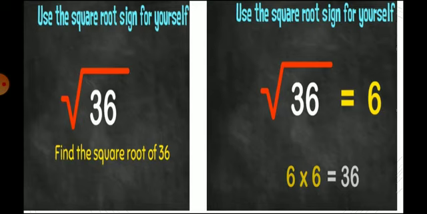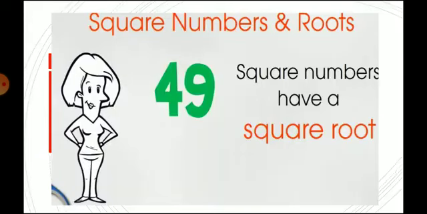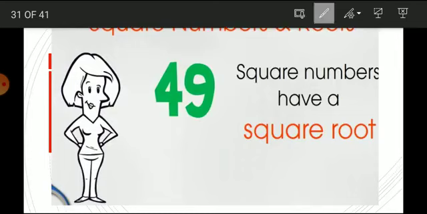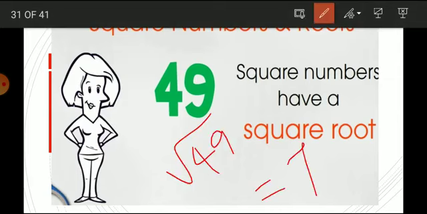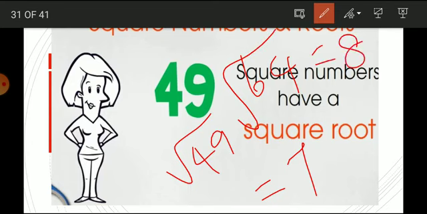Use the square root sign yourself. Find the square root of 36. You know very well: which number multiplied twice becomes 36? Yes, 6. Now I want to take 49. Can you guess which number gives the answer? If I take the square root of 49, we can tell the answer directly: 7. 64 means that is 8.